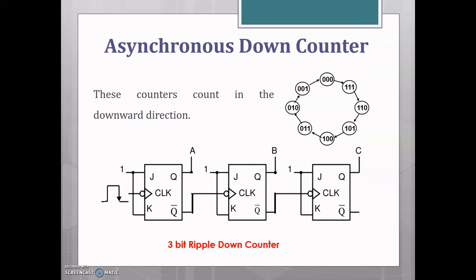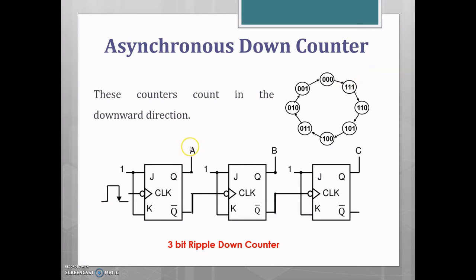Next, asynchronous down counter. These counters count in the downward direction, that is from maximum count to 0. The figure shows a 3-bit ripple down counter. It will have 8 states from 7 to 0. So it is going to count from 7, 6, 5, 4, 3, 2, 1, 0 and again back to 7.